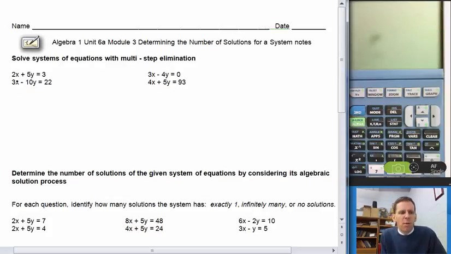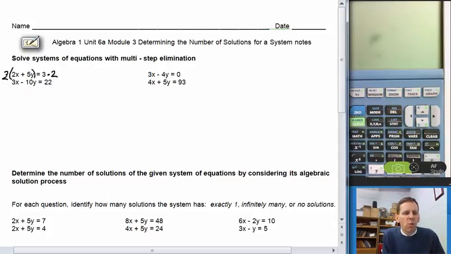We're going to take a look at this first problem. You'll notice that the x's and the y's are different values. If we add the x's and y's together, nothing's going to cancel. So we had talked yesterday about multiplying one of these equations by a value. In this case, probably the number 2 would work out really nice.